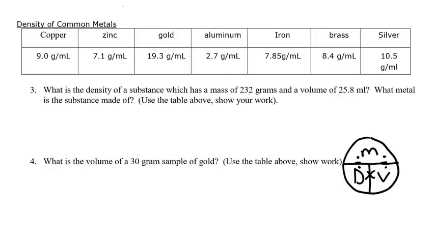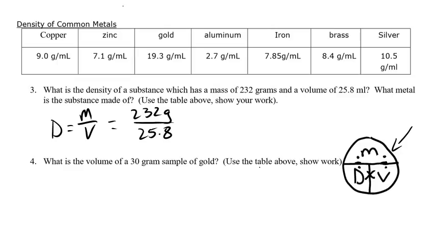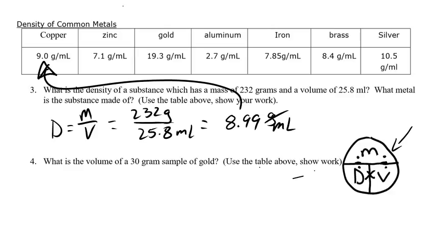Question 3, we've got a measurement for density of a substance. We're going to use D equals M over V. That's here. And our M is 232. Our volume is 25.8. That's milliliters. Our density ends up being about 8.99 grams per milliliter, which is really close to that one right there. Although I would check other physical properties to ensure that I was correct.